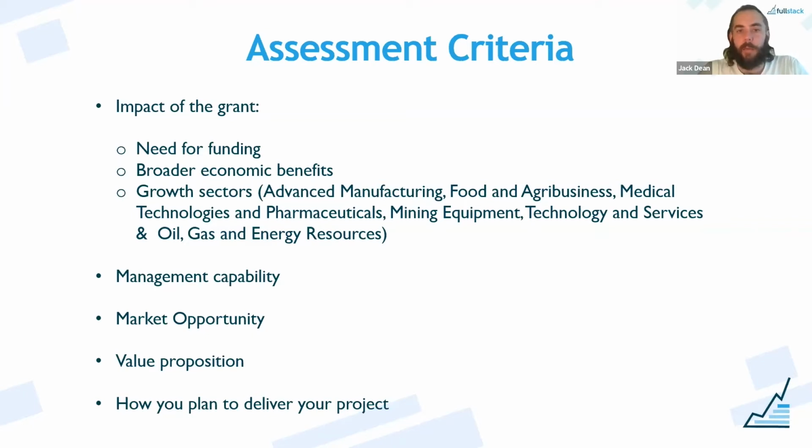Management capability, you need to have most of the team already in place or have identified the people that you need to be able to execute on that already. So these aren't to pay for speculative tasks and activities. They're to fund things that are already locked in, and you just need the other half of the funding. So you need to demonstrate that if you are provided these funds, you can actually execute on your strategy in the project. Market opportunity and value proposition, obviously very important, and how you plan to deliver your project, that comes down into that management capability and execution strategy. So having all that ready in place.